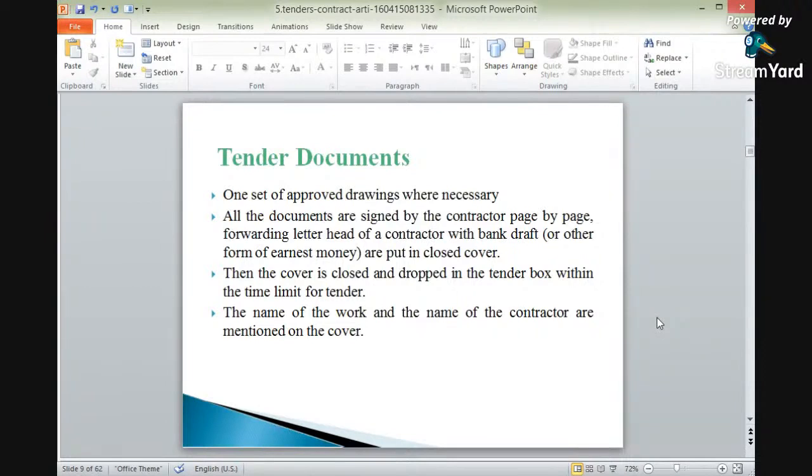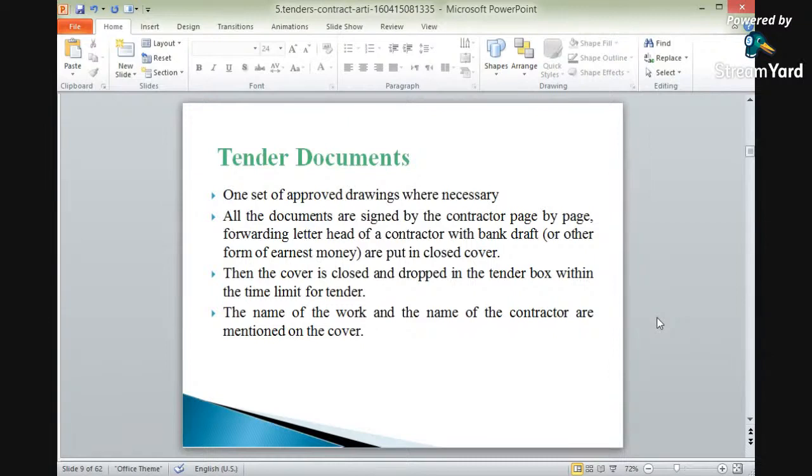Next in the tender document is one set of approved drawings where necessary. Drawings also play an important role, because depending upon the drawings we will quote the rates of the different items of work. All the details and measurements will be given in the drawings, such as various heights, lengths and dimensions. So one set of the approved drawings is to be attached.